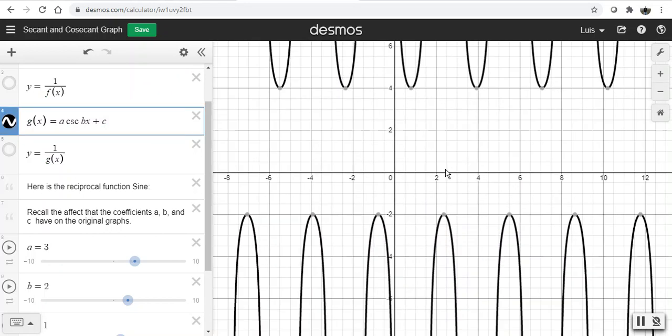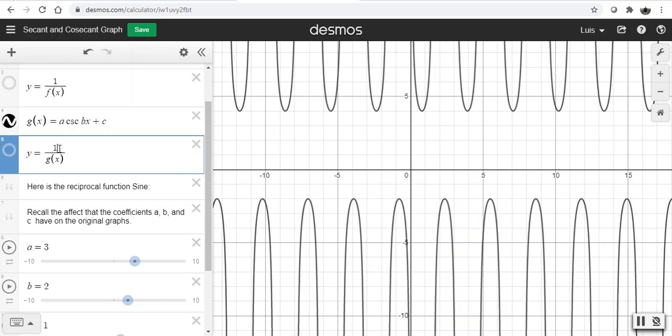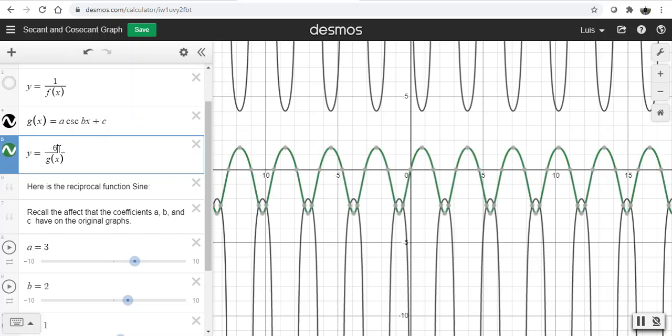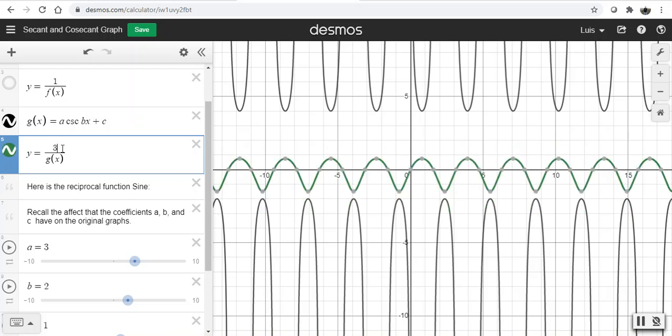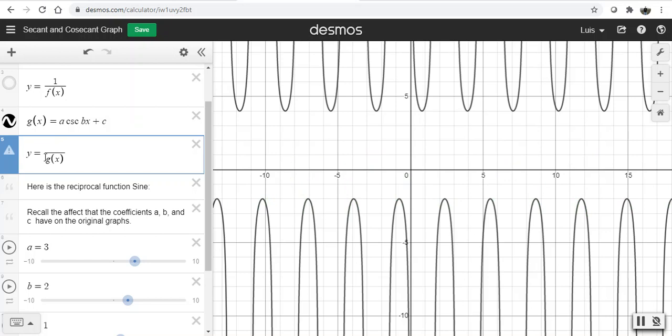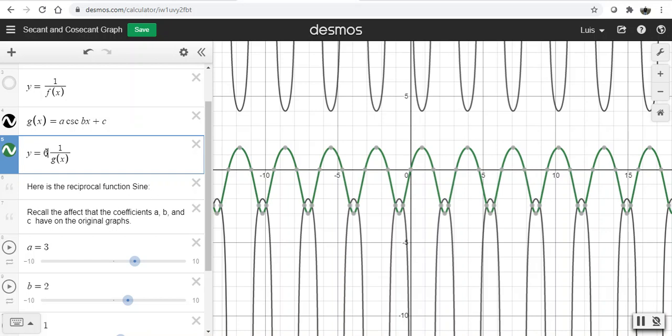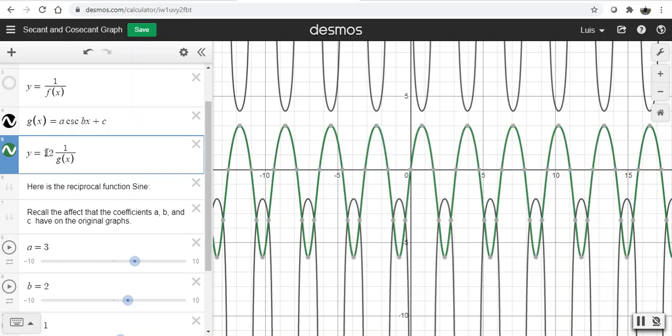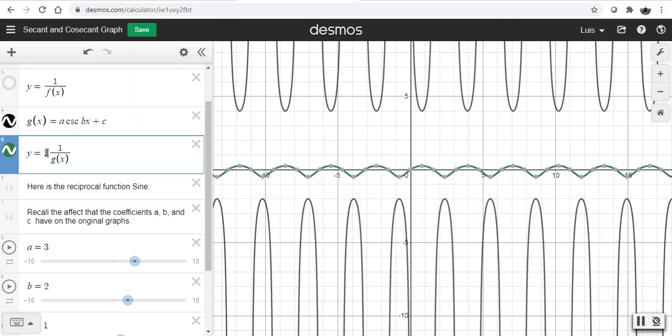Now notice that this is just one single period right here. And if you want, you can put a 6 right there. Let's see if that works. Actually, it'd be 3. Okay, so for this one, let's see.